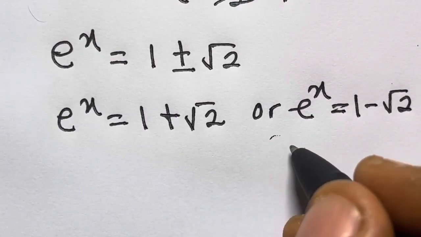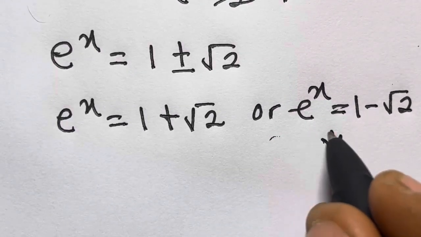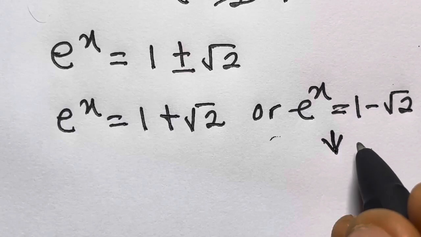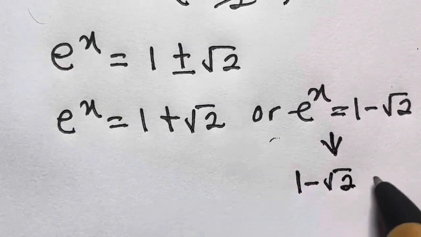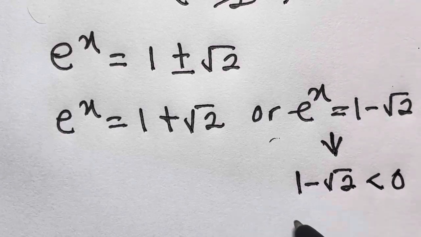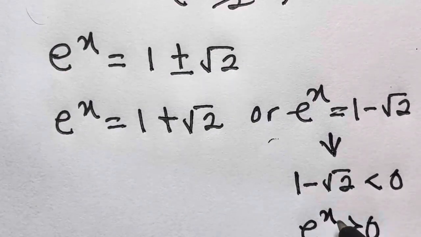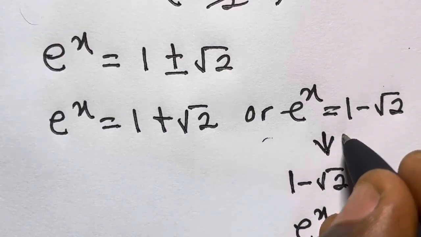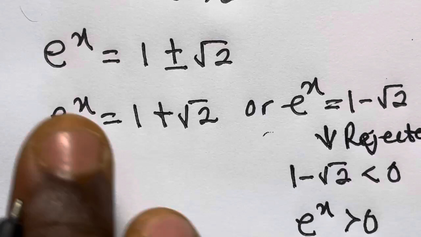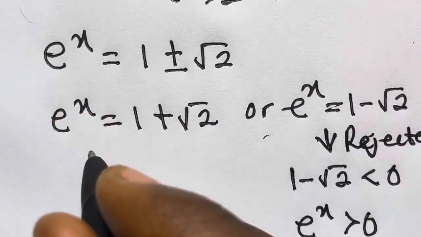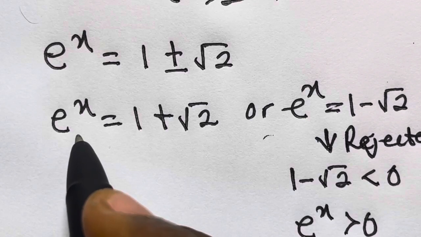But let's see what happened here. This will be rejected, we have to reject this root particularly because 1 minus square root of 2 is less than 0, and you know e^x is greater than 0. So we have to reject this and move on with the other. But we want to find x, right? Not e^x.